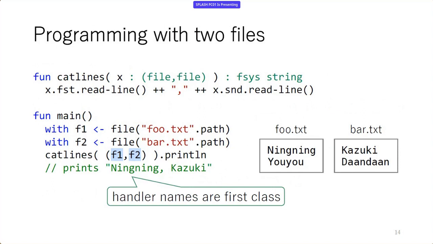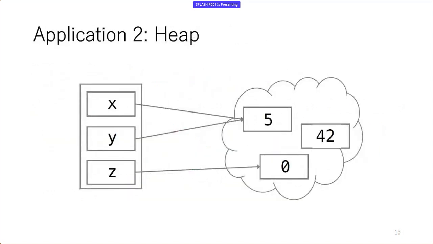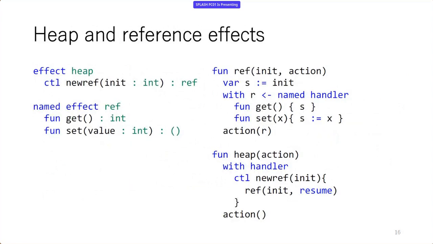That's our first example. Our second example is first-class heap. For this example, we define two kinds of effects. One is the heap effect, which has an operation for creating a new reference cell. And the other one is the ref effect, which has operations for accessing and updating the value stored in a reference cell.